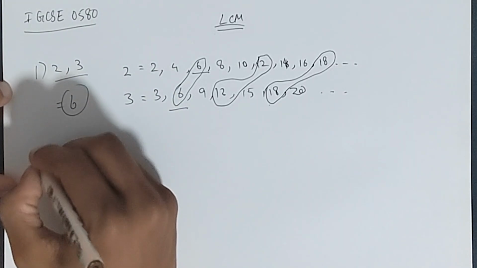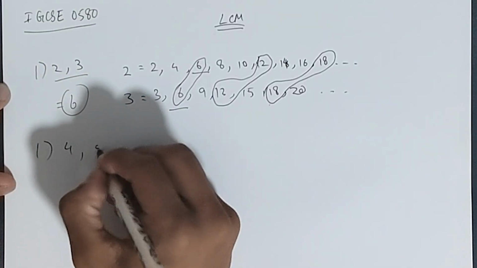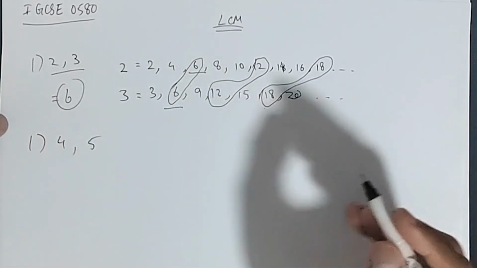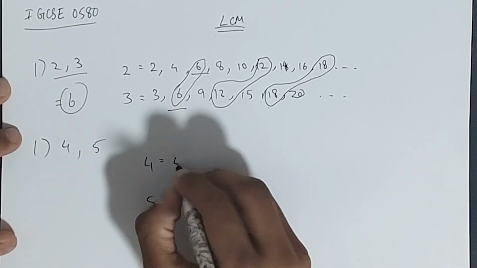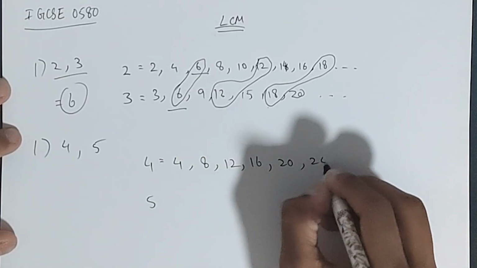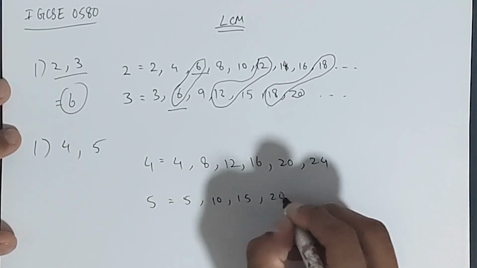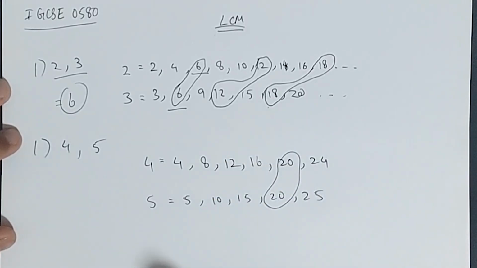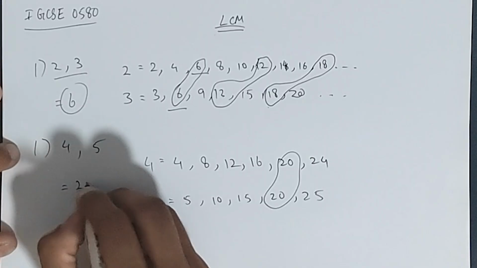Let's take another example over here. Let's take 4 and 5. So we're going to start off with the same method. Multiples of 4: 4, 8, 12, 16, 20, 24. Now multiples of 5: 5, 10, 15, 20. We've already spotted one, 20. 20 is the answer. So the LCM of 4 and 5 is going to be 20.